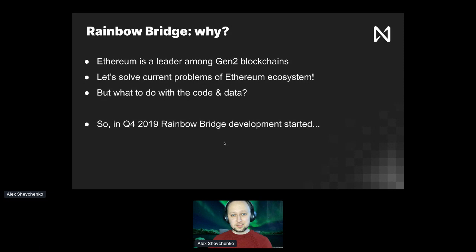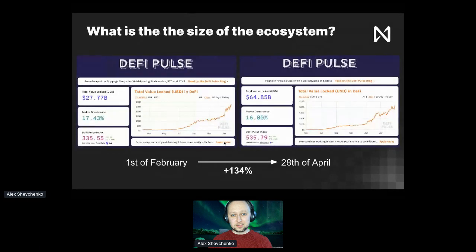The project was started in the fourth quarter of 2019 to solve this simple problem. And just to give you a sense of the size of the ecosystem, I was looking at DeFi Pulse a couple of months ago, and on the 1st of February, the total value locked in DeFi was around 27 billion US dollars. Today, I was checking just before the call, it is already 64, or almost 65. So DeFi still continues to boom. 65 billion US dollars is more than the value of lots of companies in the world. This is not a joke. Lots of value is locked there, and we just cannot ignore this.